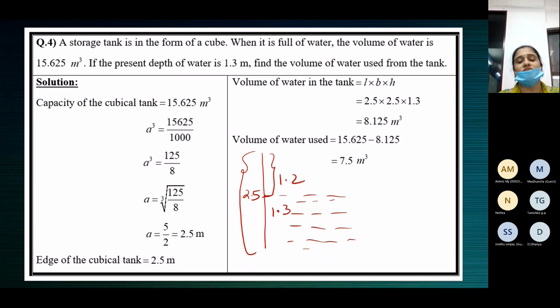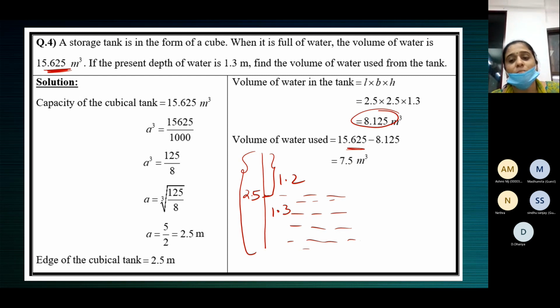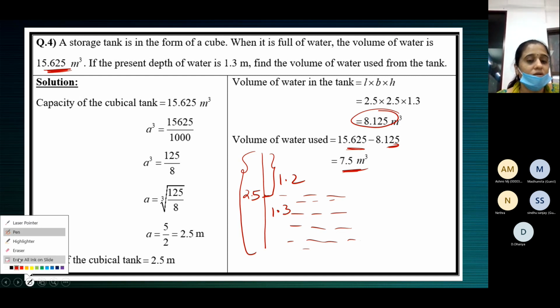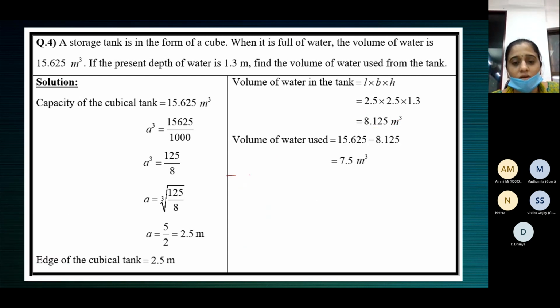So L into B into H, 2.5 into 2.5 into height 1.3. So this much water is remaining. So what is used? The total capacity, 15.625, minus this. So this much is used. What is the other way of finding it out? You can do it like this, or you can do it like this.